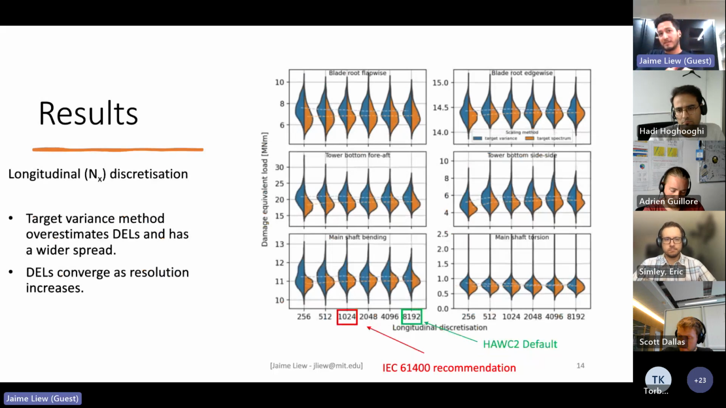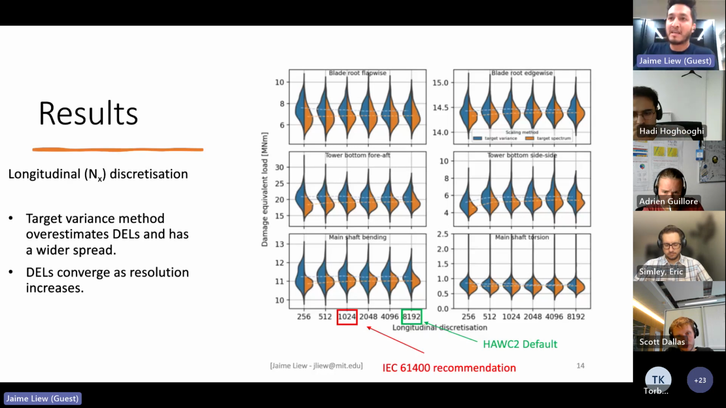Now, this is another figure. Instead of the lateral and vertical discretization, I'm looking at the longitudinal discretization. So this is along the free stream. How many grid points do you have over this 10-minute turbulence box? It's a similar plot, and we have some similar conclusions. The target variance method consistently overestimates the fatigue loads compared to not scaling the turbulence box. So the blue line is higher than the orange line. The blue distributions are wider.